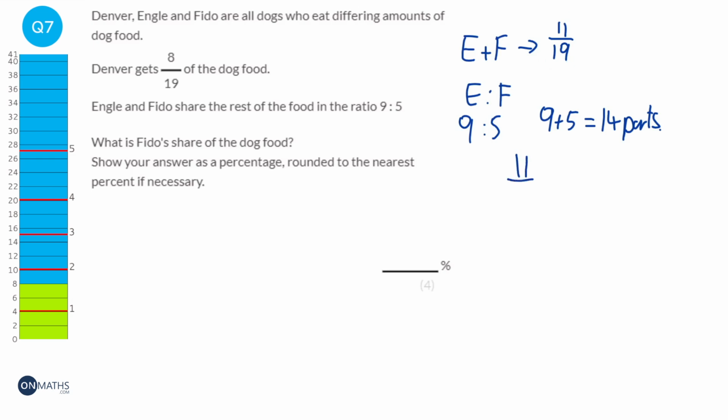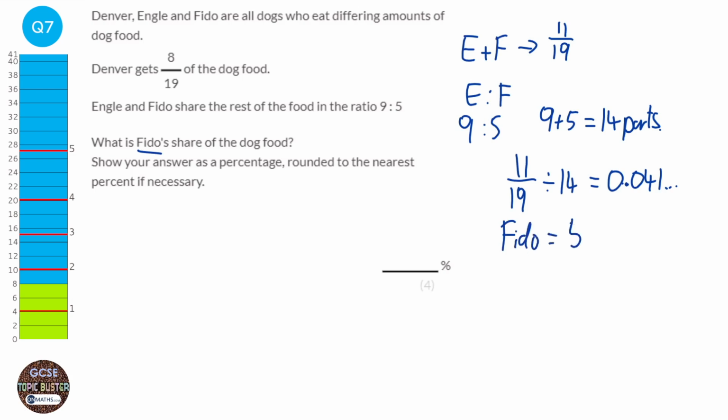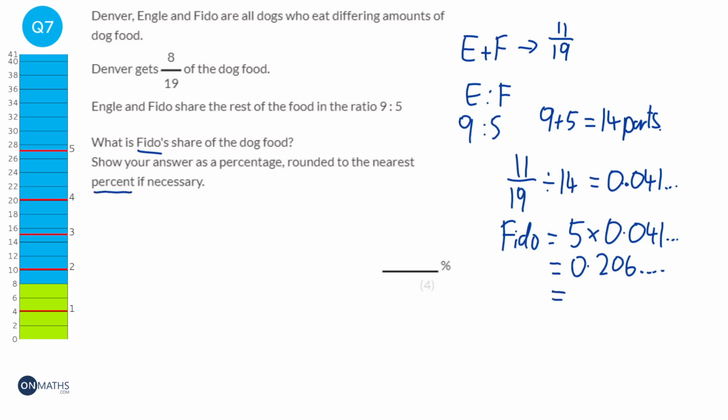So what I'm going to do is to find out what fraction one of those parts is worth by dividing 11/19 by 14. So each part is worth, and I'm just going to keep this in my calculator, 0.041 and so on. And we're asked to find Fido's share. Well, Fido has 5 parts, each of them worth 0.041 and so on. I've kept it in my calculator to keep the accuracy. And when I do that, I get 0.206 and so on. Now we're asked to work it out as a percent, so I'm just going to times that by 100.